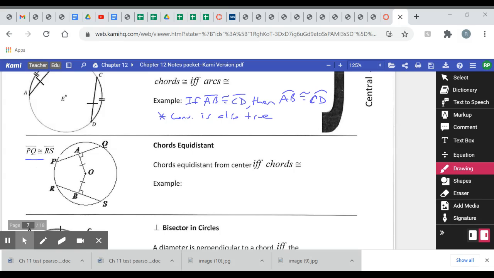Again, it's showing me here that segment PQ is congruent to segment RS. So if we know those two chords are congruent, then we basically know that both of those chords must be the same distance away, the same right angle distance away from the center of the circle, and that's what that is showing. So again, I can say that if segment PQ is congruent to segment RS, then segment AO, which is the part that is equal distance from the chord to the center, must be congruent to segment OB. Okay, and again, the converse of that would also be true.